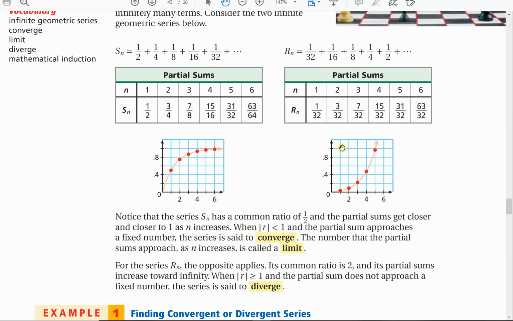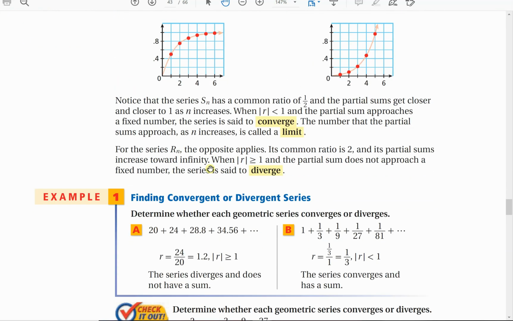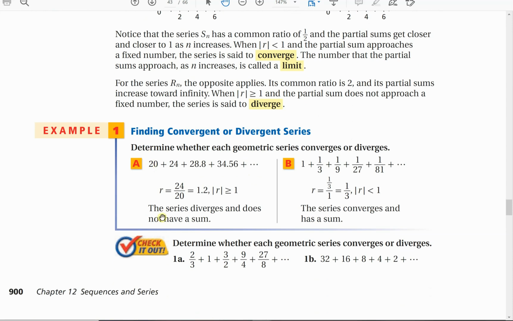If the ratio is greater than 1, like in the r example there, we say that it diverges, and you can't find the sum because it's just going to continue to get bigger and bigger forever. So first of all, you have to determine, do we converge or diverge? And all you got to do there is find the ratio. If the ratio is greater than or equal to 1, like this one here, 24/20, 1.2, it diverges. So there is no sum for this series. This one here, the r value is 1/3. That's less than 1, so it converges, and we can find a sum.